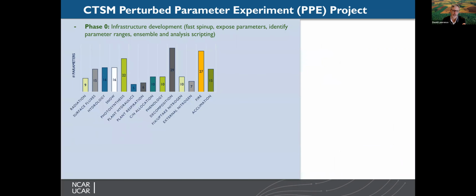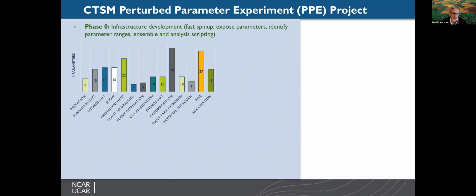So this led us to this Perturbed Parameter Experiment project, which has a number of phases. And I like to call the first part phase 0, which is basically infrastructure development. So a few things we needed to do. One is we need to expose all those parameters. So there's these 200 parameters, probably less than half of them were easily manipulatable. They were hard-coded into the model. And so we needed to bring all those out.